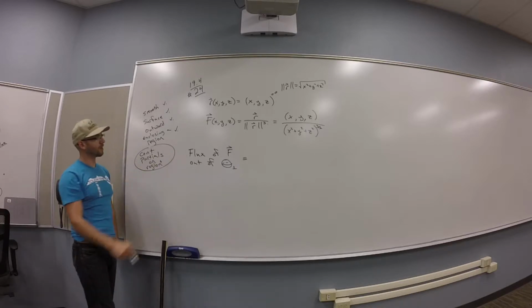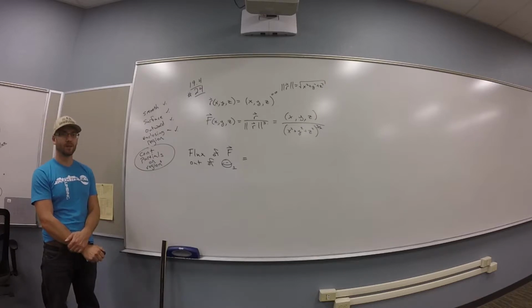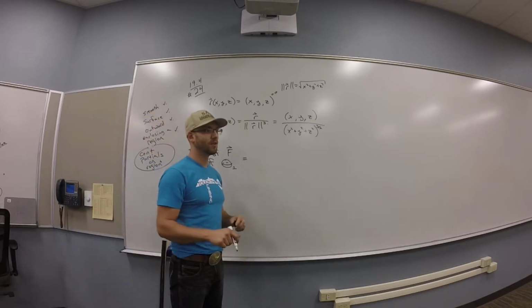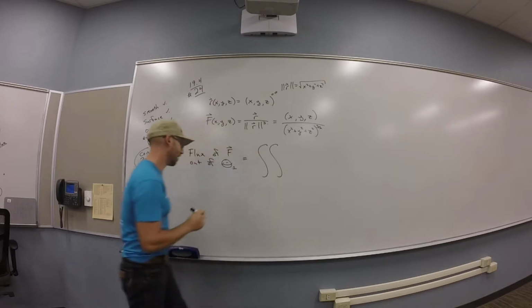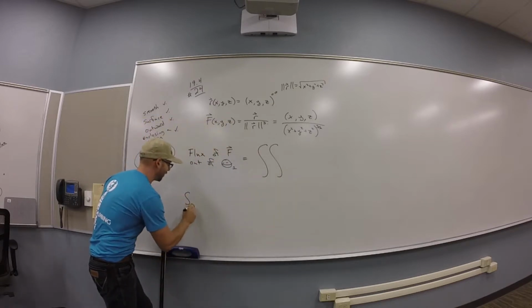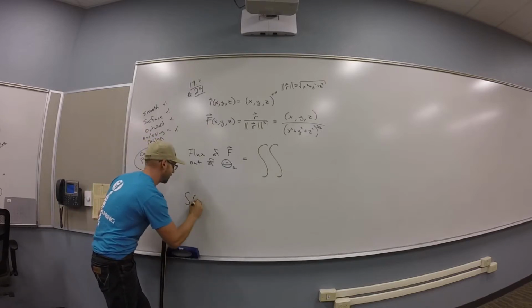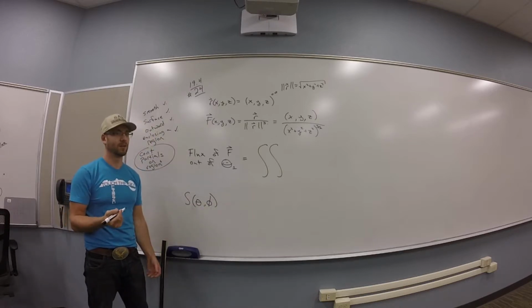So how do I calculate the flux out of the unit sphere if I can't use the divergence theorem? Just crank on it, right? Okay, so you're going to need to parameterize the unit sphere. Correct. We can do it. So we just need S of theta and phi, right? Which we've done before, thankfully.